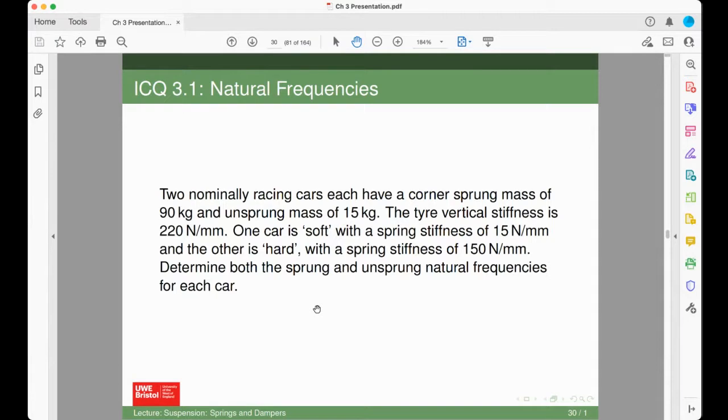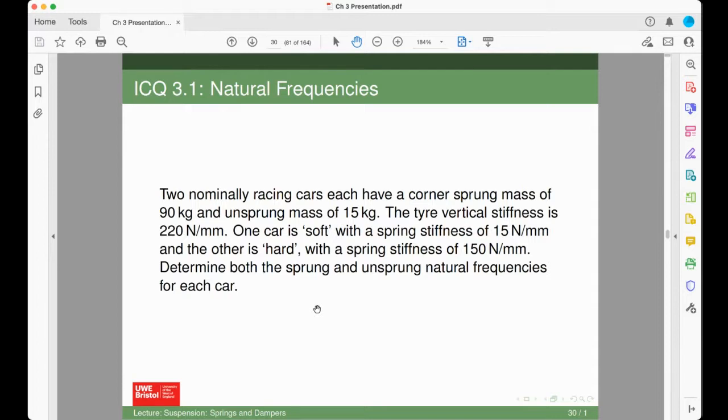Each have a corner sprung mass of 90 kilograms and an unsprung mass of 15 kilograms. The tyre vertical stiffness is 220 newtons per millimeter. One car is soft with a spring stiffness of 15 newtons per millimeter, and the other is hard with a spring stiffness of 150 newtons per millimeter. For each of them, work out the sprung and unsprung natural frequencies for each car.